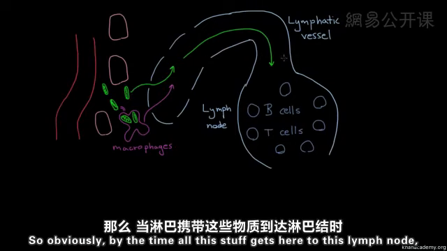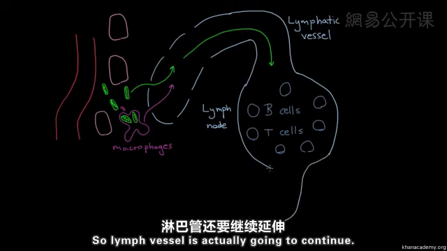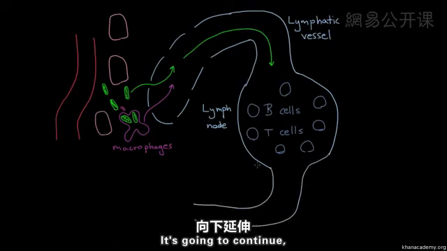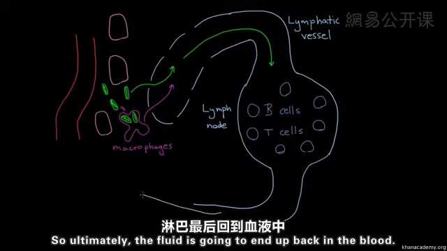So obviously by the time all this stuff gets here to this lymph node, that can't be the end of the lymph vessel. So the lymph vessel is actually going to continue. It's going to continue, and it's going to eventually carry fluid and such back into the blood. So ultimately the fluid is going to end up back in the blood.